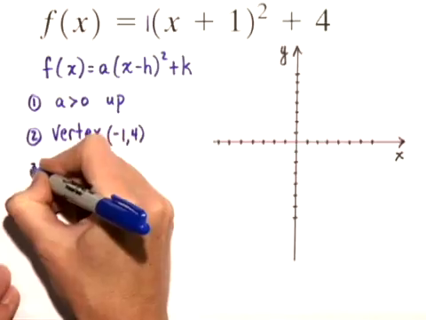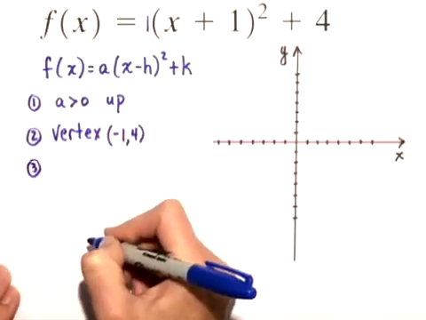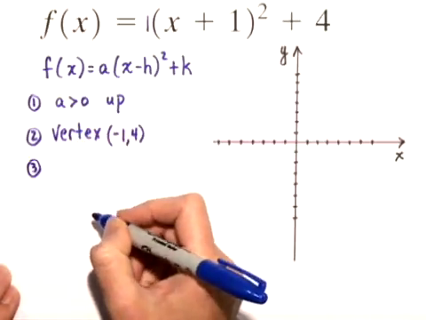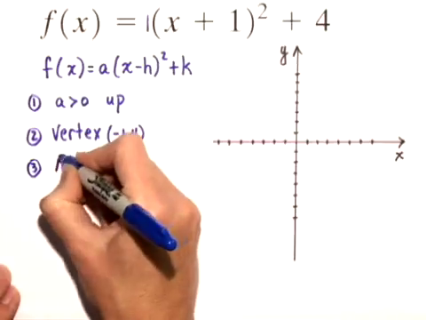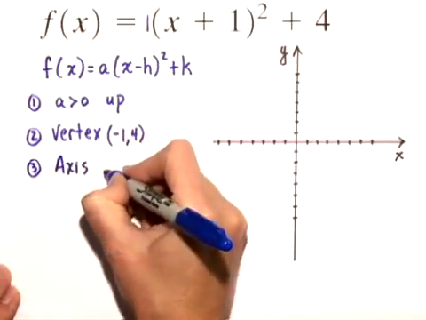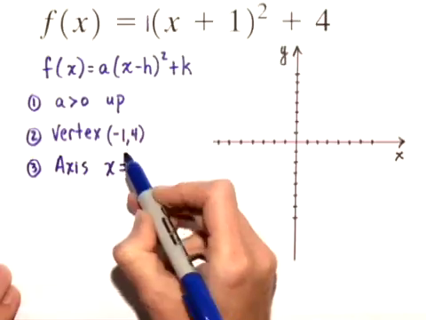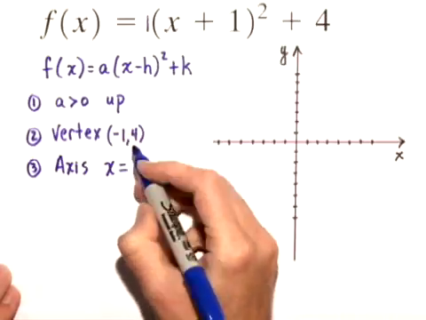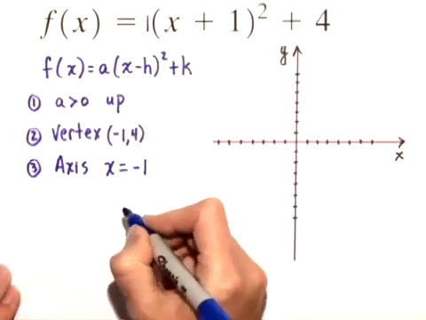In step 3, we'll state the axis of symmetry. The axis of symmetry is a vertical line in this case, and it's just the line x equals whatever the x-coordinate of the vertex is, in this case, negative 1.